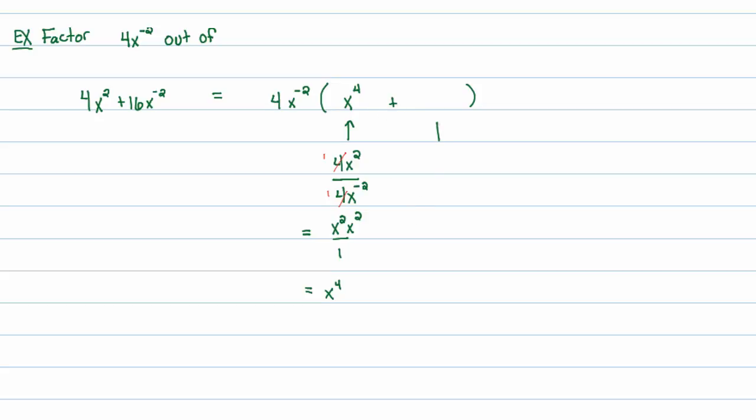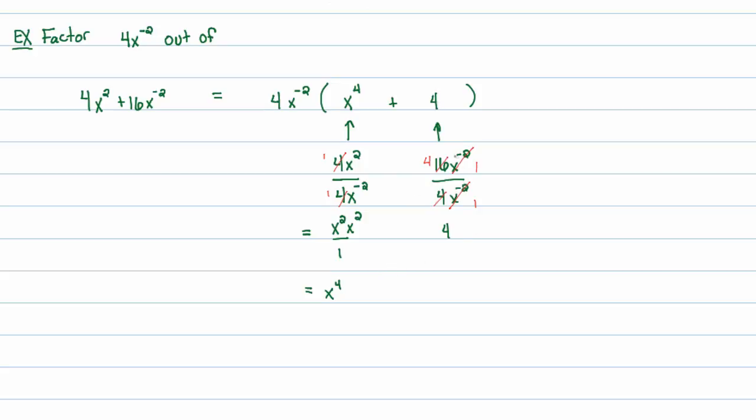Plus, the second term was a 16x to the negative second, and I'm dividing out a 4x to the negative second. And here's where you're going to use a little bit of knowledge that you've built up over the years. X to the negative 2 over x to the negative 2, those are both the same picture, so they cancel nicely. That's just 1 over 1. And then 4 goes into 16 4 times. So this is going to reduce down to just the number 4.